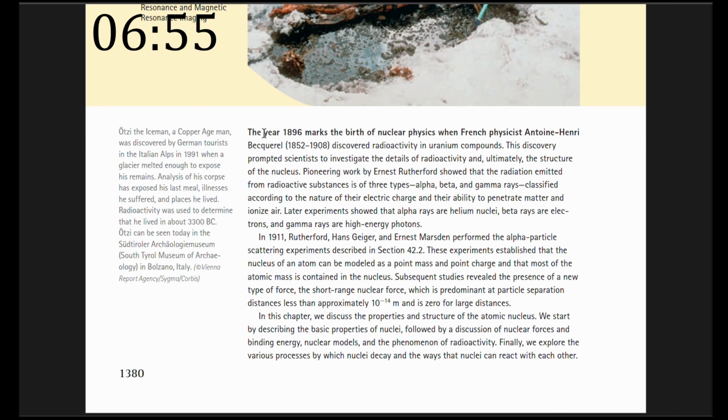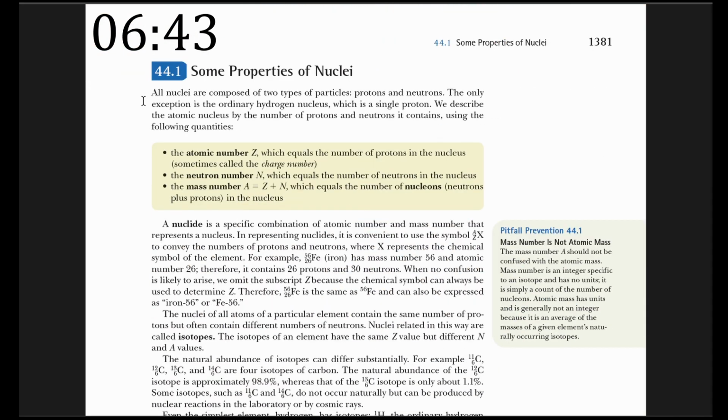The year 1896 marks the birth of nuclear physics when French physicist Antoine-Henri Becquerel discovered radioactivity in uranium compounds. All right, we're going to zoom through because I spent a lot of time on these first little paragraphs. Some properties of nuclei: atomic number Z, neutron number N, mass number A equals Z plus N.